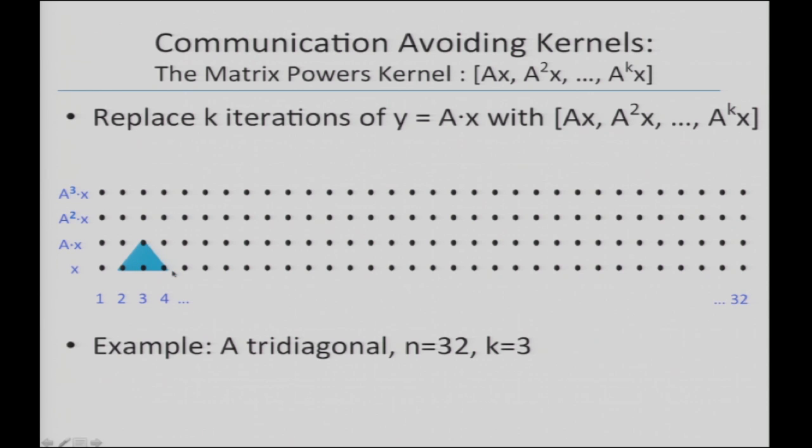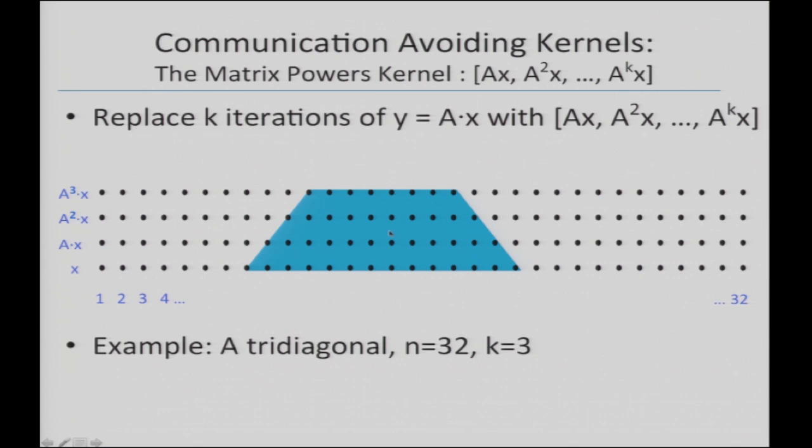I'm not going to draw it everywhere. So that entry of a cubed x depends on those 3 entries of a squared. And if I just continue out the dependencies, eventually that depends on all those 7 entries of the original vector x. And so if I have one processor, for example, that wants to compute all those entries of a cubed, eventually it does really need all those entries of x at the base of that trapezoid.